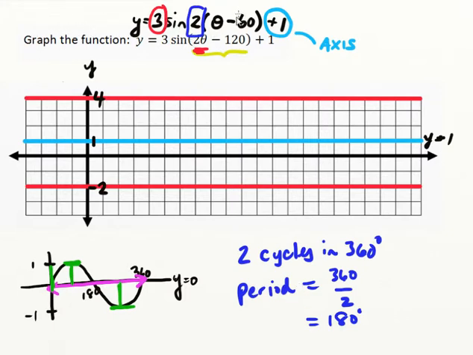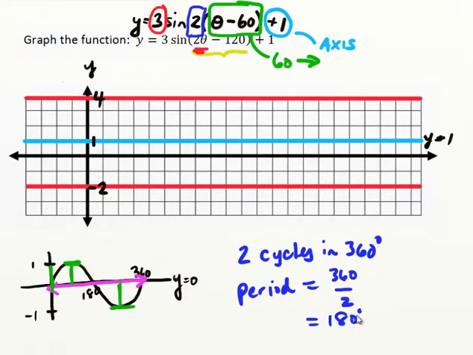Okay, last thing we're going to look at is this value inside here, this 60. Now, this identifies the phase shift. We have to be careful. We expect to see theta minus, so if we see a 60 associated with that, we know that we are moving 60 degrees to the right in the positive direction.